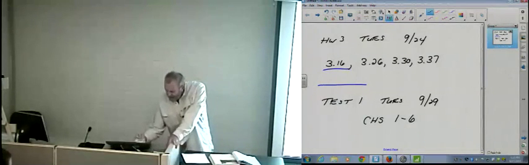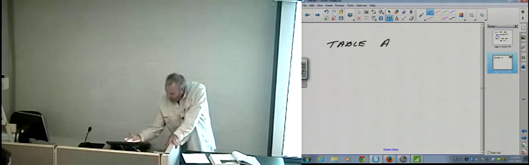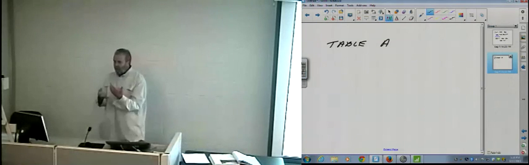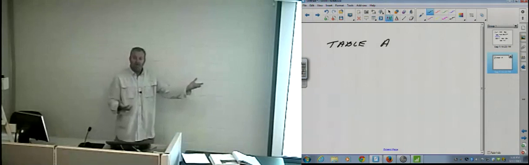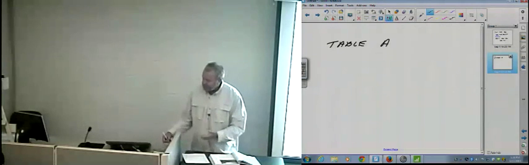Now, one more thing about chapter 3. And it's really about table A. Remember, table A was the table in the back of the book, or you printed it out, where we looked up all those areas to the left of a particular z-score, correct? Here's my thought about table A.